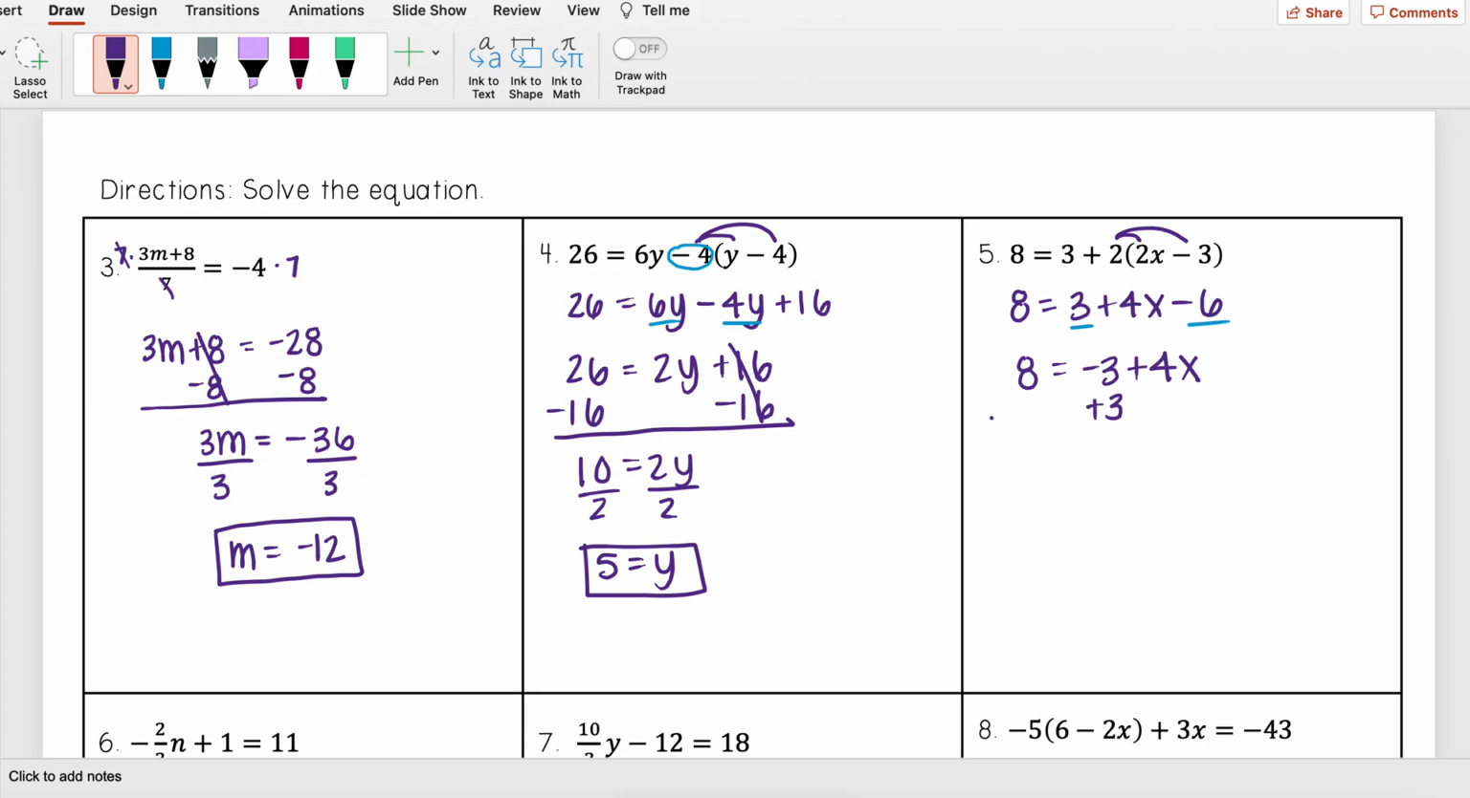I'm going to add 3 to both sides. And so I get 11 is equal to 4x. And then I'm going to divide both sides by 4. And here, since 4 doesn't divide into 11 evenly, I'm just going to leave it as a fraction.